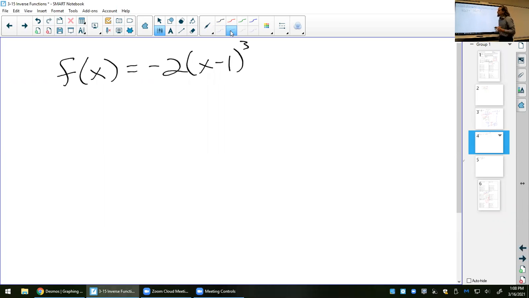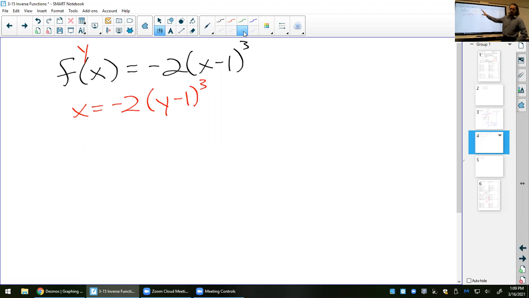So remember, when we're doing inverse functions, we want to replace f of x with just y, and then we want to swap the position of x and y. So we would write this as x equals -2 times (y minus 1) to the third power, and then we want to solve for y. Okay. So if I'm looking at this one, I see times -2 and I see to the third power. We need to get rid of both of those.